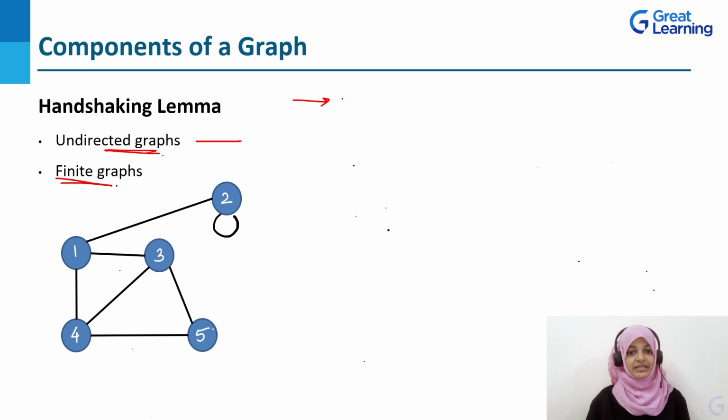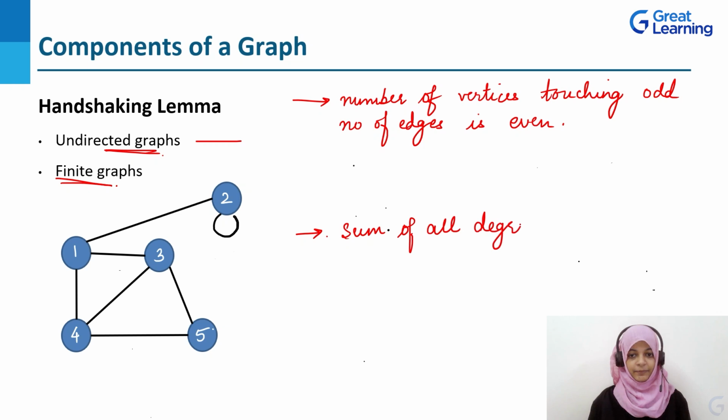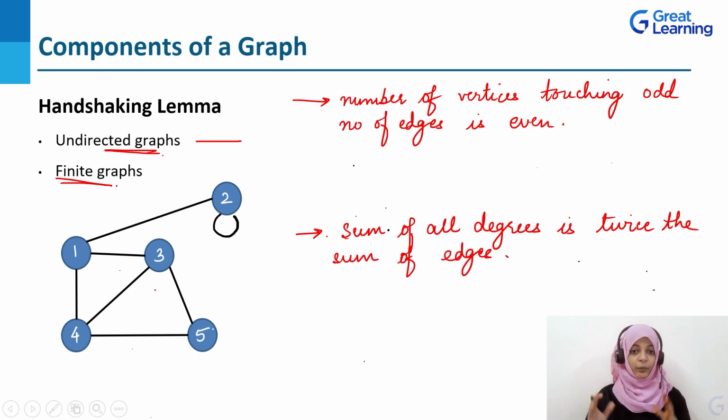The first interpretation says that the number of vertices touching odd edges is even. And the second interpretation is that the sum of all degrees is twice the sum of edges. We will be looking at both of these interpretations with the help of the diagram given here.